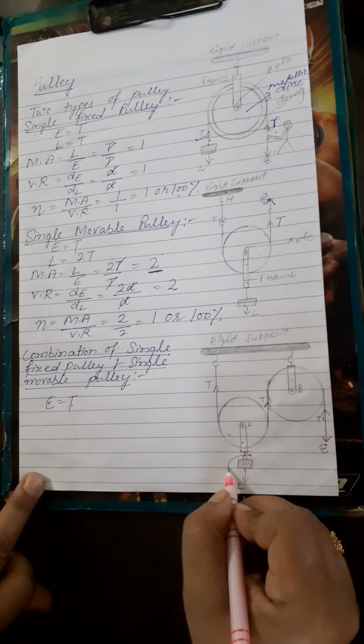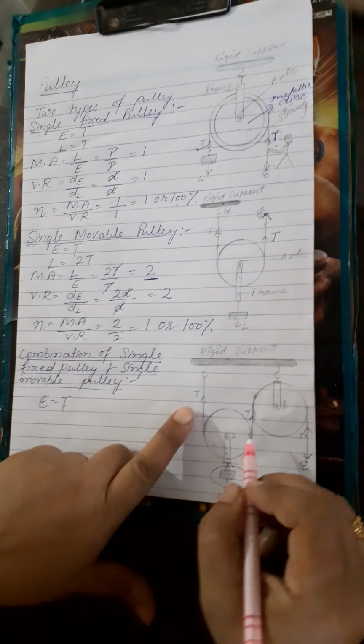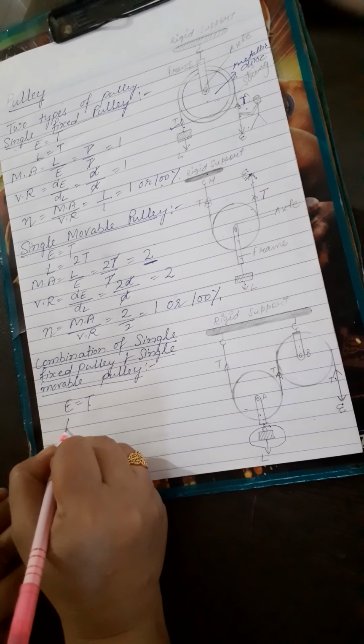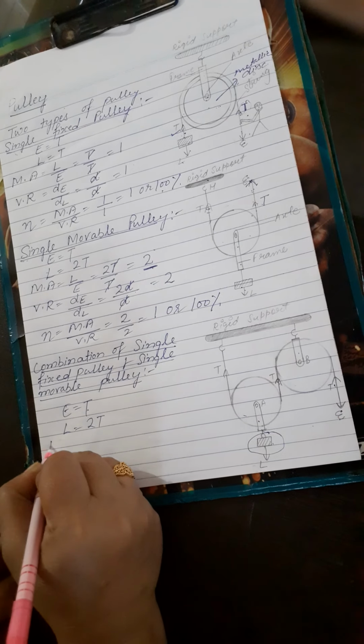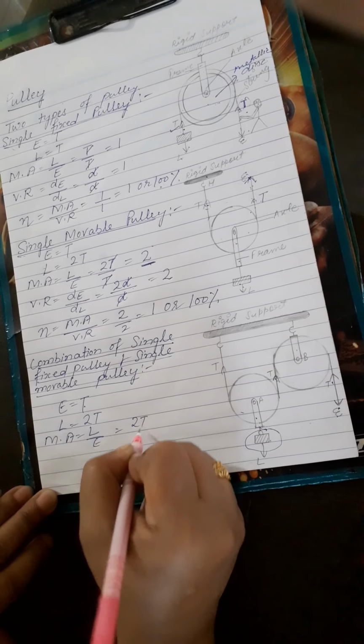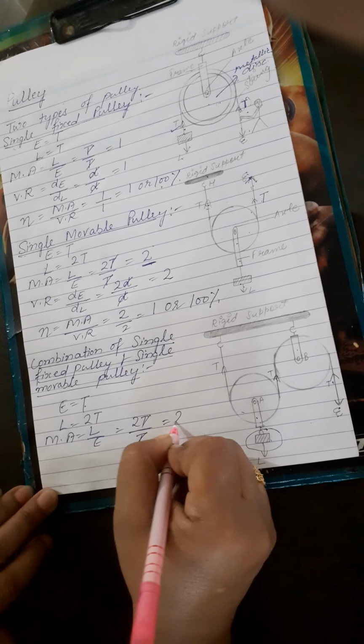Now this load is balanced by these two tensions. L is equal to 2T. So mechanical advantage will be load by effort, 2T divided by T, again beta it will be 2.